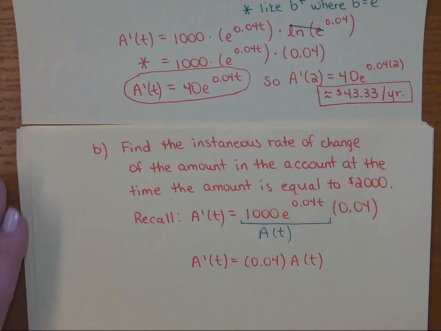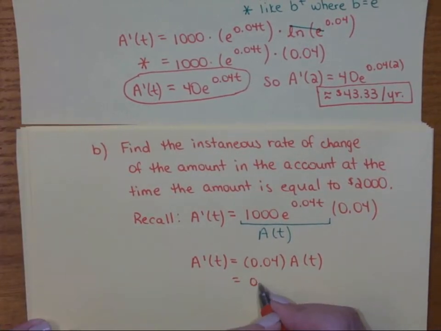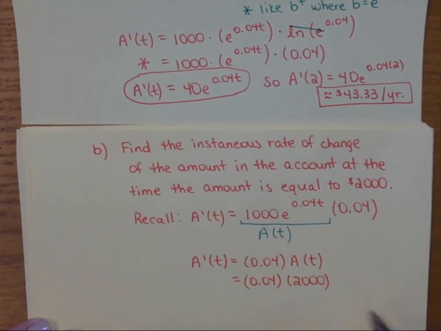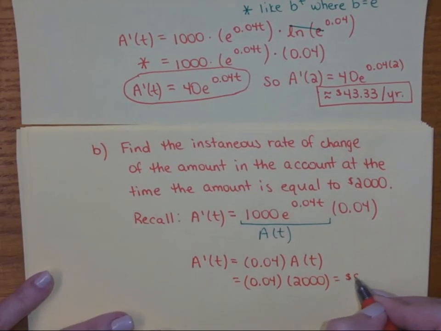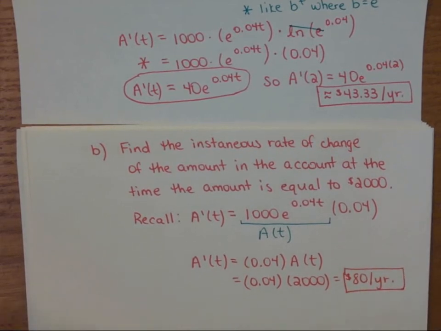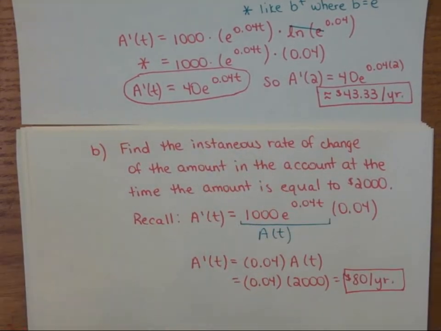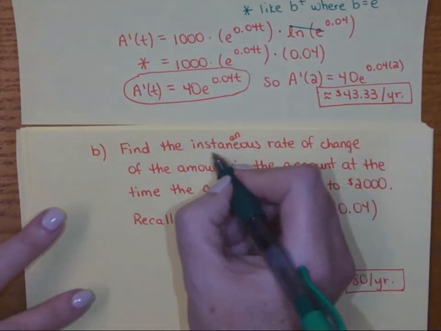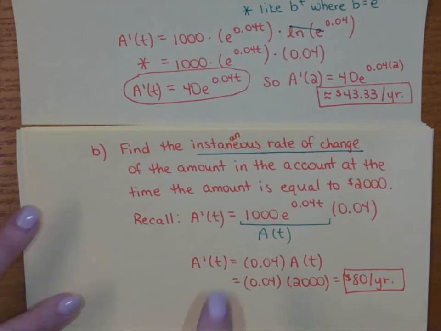Okay, but the original formula is telling you how much is in the account right now. So now we can just plug $2,000 into that because that's the amount we're supposed to say is in the account right now. And then if you multiply that, you'll get $80. So notice this would still be per year because, and I spelled instantaneous wrong. Should be like another A in there. But if we want the instantaneous rate of change, that's why I referred back to the derivative.